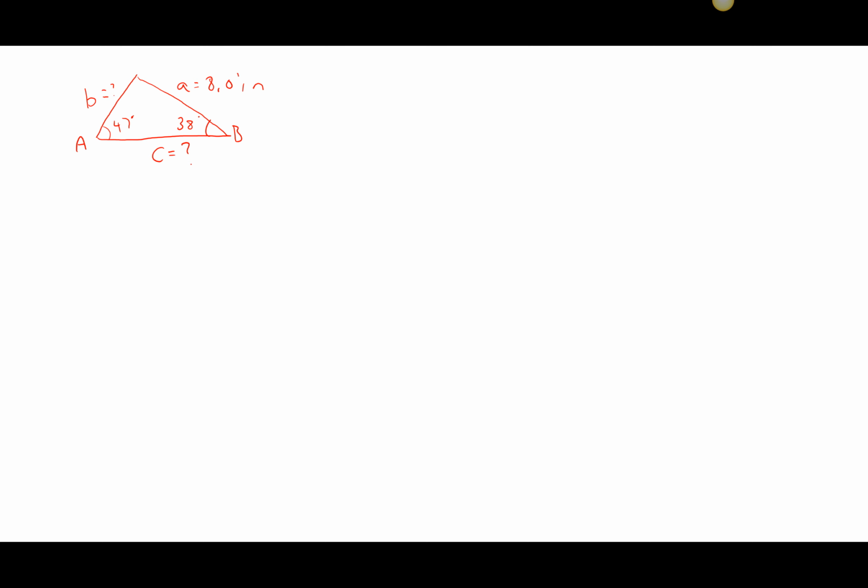So for the triangle shown, we're going to write it down because it's easier to see. A equals 47 degrees. B equals 38 degrees. And little a equals 8 inches. That's what we have. So find all the unknown parts.